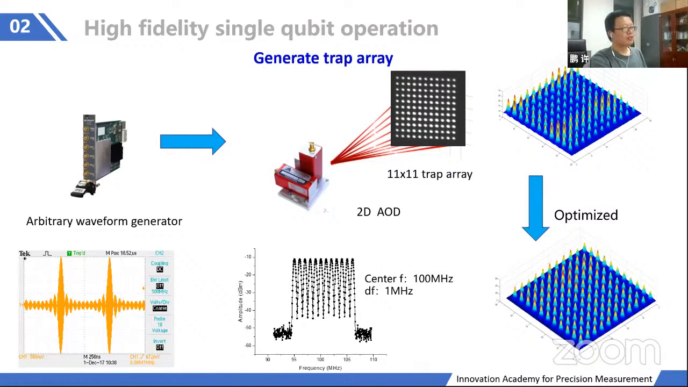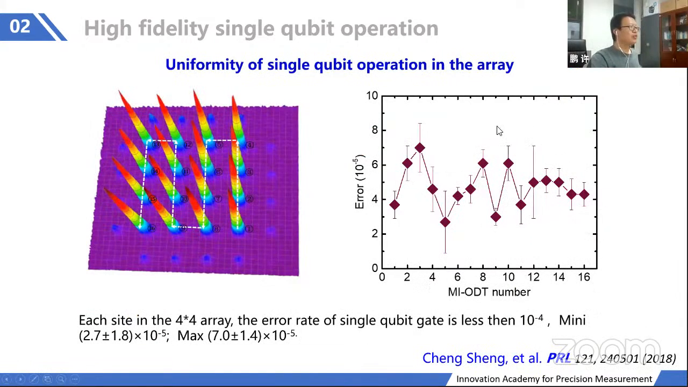Then we constructed this trap array using a 2D AOD. With this trap array, we can have single atoms in each trap, and we calibrate them one by one. We can see all these 16 single atoms in the trap sites have similar qubit operation fidelities, with error of 10 to the minus 4. And all this work was published in PRL in 2018.